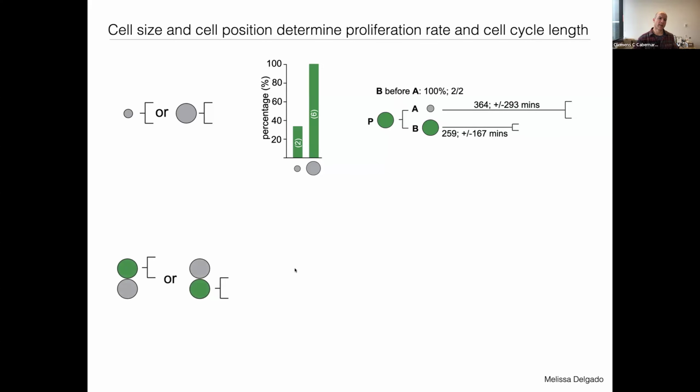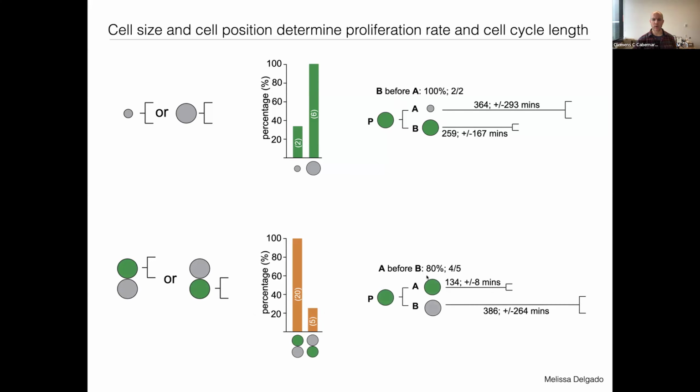Now, if we consider symmetric cases where we have 2 equal-sized cells and ask which one is more likely to divide, we actually find that the apical cell in all cases divided versus only in about 30% of the cases, the larger basal cell was dividing within the window of recording. And in this case, if we ask which one is faster, it's always the apical that divided before its basal sibling in cases where both siblings were dividing. So there seems to be not only a cell size relationship between proliferation and cell size, but also a position-dependent effect, as shown with these symmetric divisions.